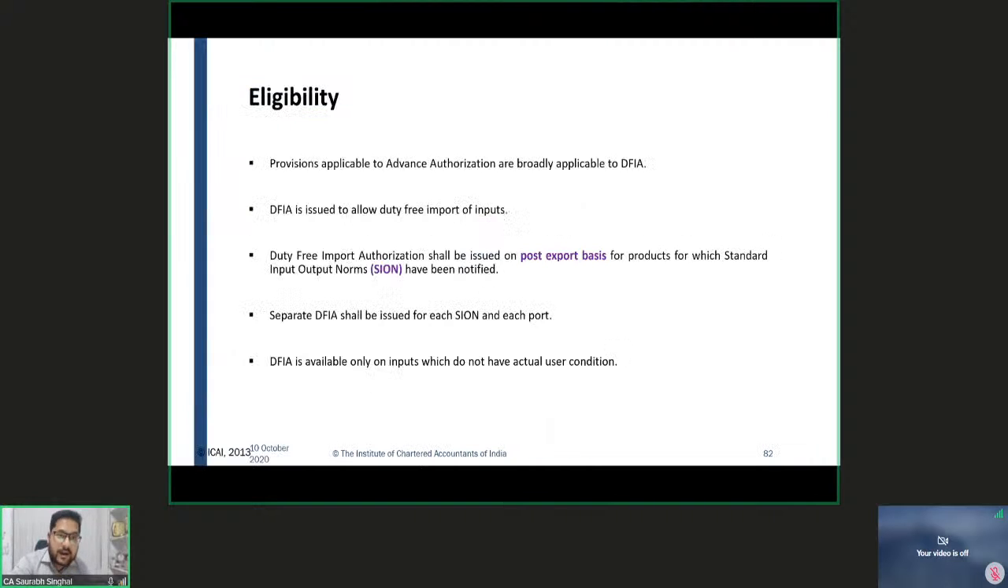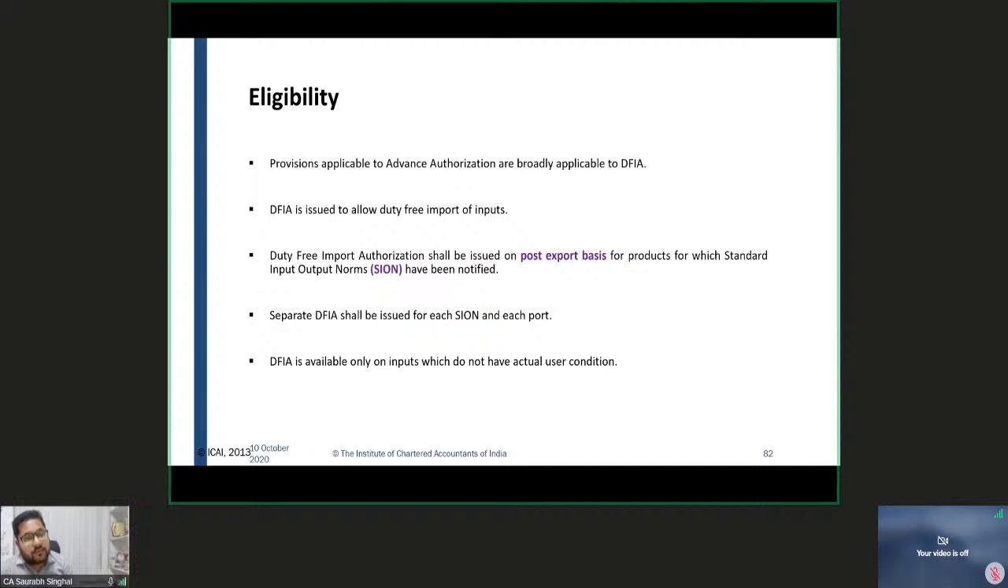The basic concept is under advance authorization, you used to procure an advance authorization certificate. Use that certificate to import inputs without duty. Use those inputs to manufacture a product. Sell that product outside India. Complete your 15% value addition. And that was the complete process. It may be a case wherein you do not want to import goods duty free. In such cases, you have an option to apply for DFIA.